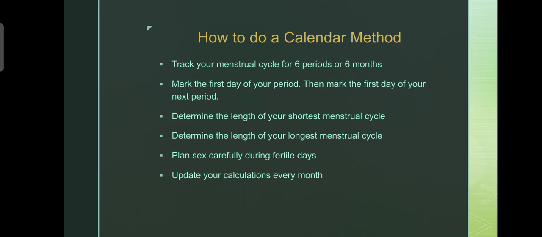So, in using the calendar method, here are the things you should do. First, track your menstrual cycle for 6 periods or 6 months. Mark the first day of your period, then mark the first day of your next period. Determine the length of your shortest menstrual cycle. Determine the length of your longest menstrual cycle. Plan sex carefully during your fertile days and update your calculation every month.